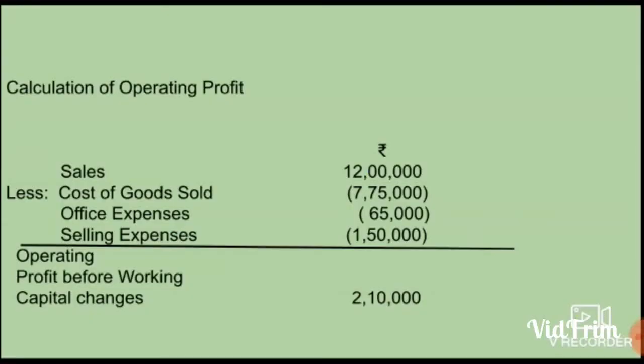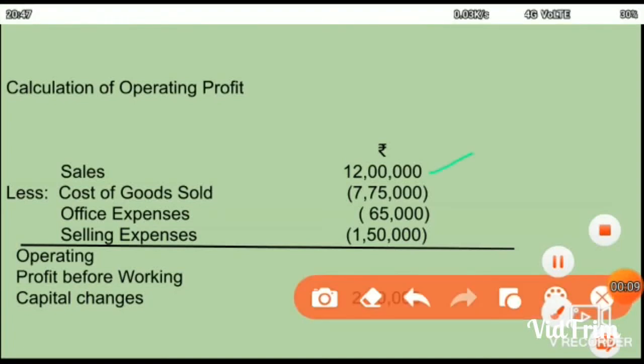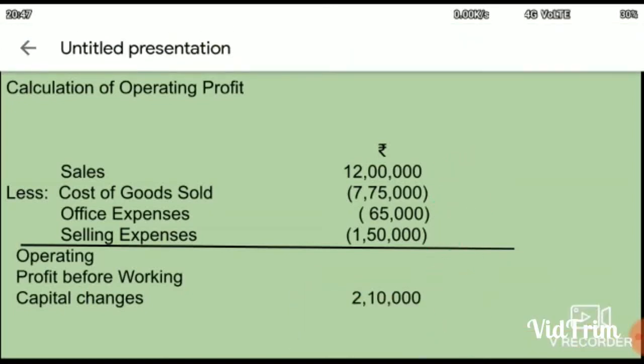Now if we show our calculation, this is how we can do it. Sales will show an inflow of cash of rupees 12 lakh. Then cost of goods sold will show an outflow of cash of rupees 7,75,000. Office expenses will show an outflow of cash of rupees 65,000. And selling expenses will show an outflow of cash of rupees 1,50,000. After the calculation, what we will get is the operating profit before working capital changes, and here the operating profit before working capital changes would be 2,10,000.